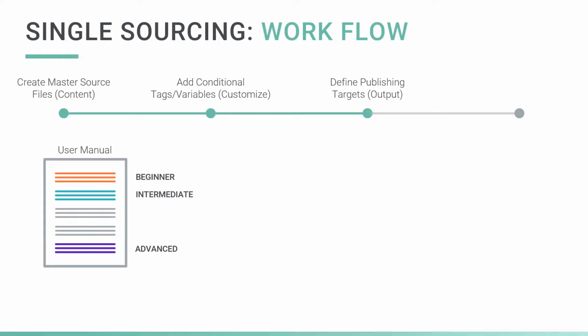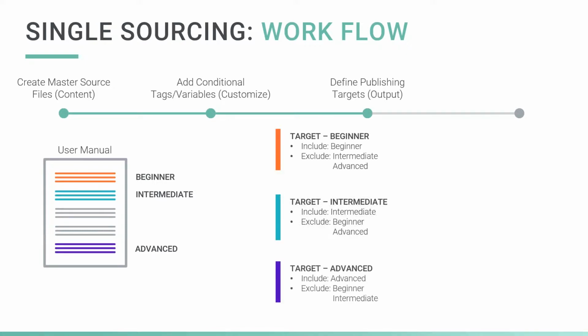So I'm going to have 3 targets in my example: a beginner, an intermediate, and an advanced target. Now in my targets, I'm going to use some rules, such as which conditions I'm going to use in each target. In our target, we're also going to be defining what type of output we're generating as well. So in that beginner target, I could say that I want this to be a responsive HTML5 output, so users could access this on a mobile phone.